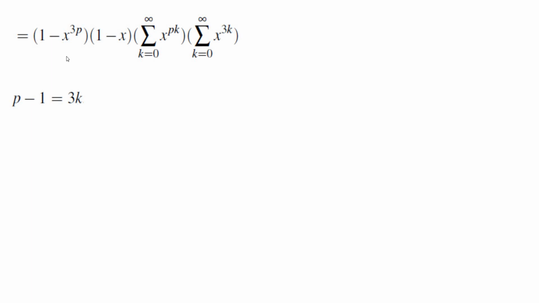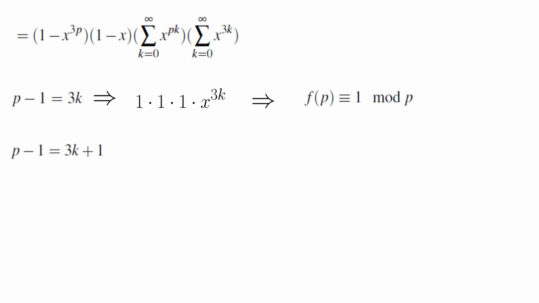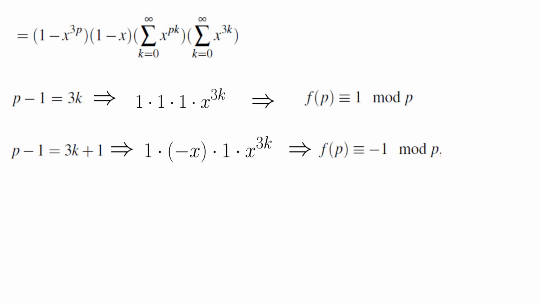If p minus 1 is 3k, from the first parentheses we'll have to choose 1, from the second parentheses we'll have to choose 1, from the third parentheses we have to choose 1, and from the last one we will have to choose x^(3k), which means f of p is congruent to 1 mod p. If p minus 1 is 3k plus 1, then from the first parentheses we will have to choose 1, from the second one we will have to choose negative x, from the third one we will have to choose 1, and from the last one we will have to choose x to the power of 3k, which means f of p is negative 1 mod p.